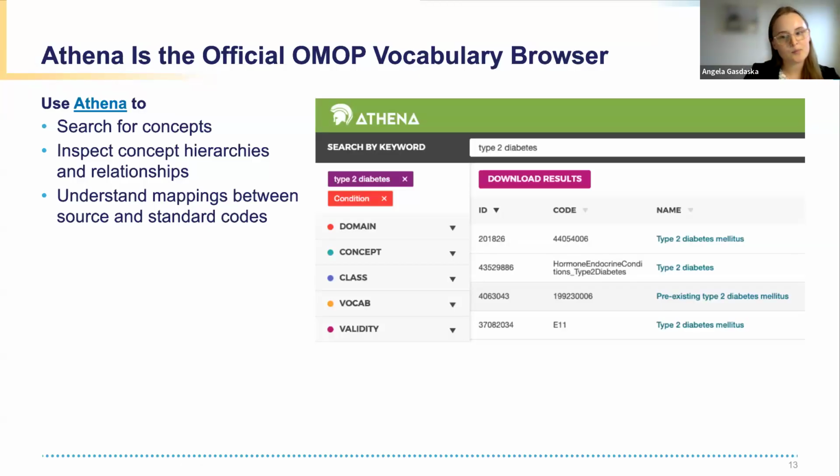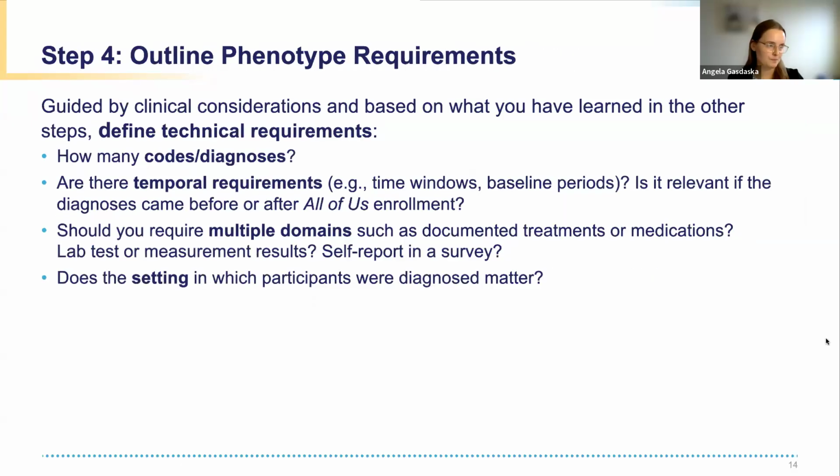So that just about wraps up step 3, which is understanding the data. So let's move to step 4. Step 4 is outlining the phenotype requirements. This is the step where you get into the details and really come up with your exact phenotype definition. And this step should really be guided by everything you've learned in the previous steps.